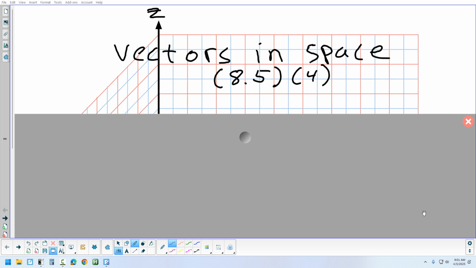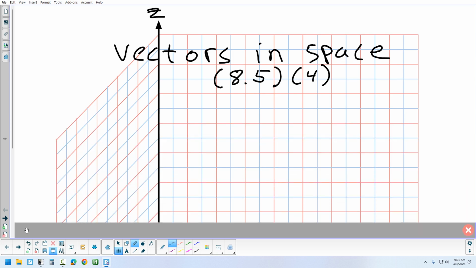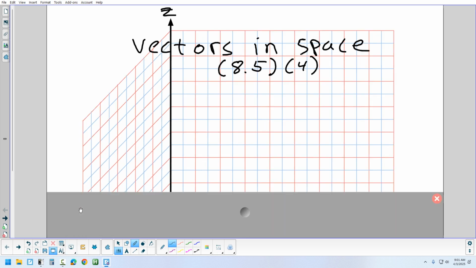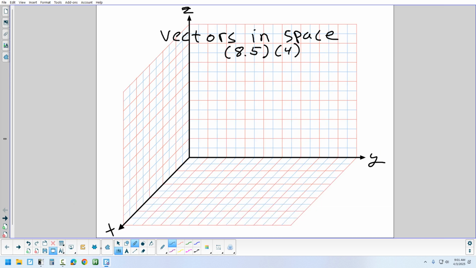Right, the last part of vectors, part 4, is vectors in space. Space means a 3D type of coordinate system. Everything that we've done up until now has been in what we call the XY plane. In that diagram, the XY plane is like the bottom. Everything we've drawn has been vectors in that area. Now what we're going to be doing is coming up off of that.